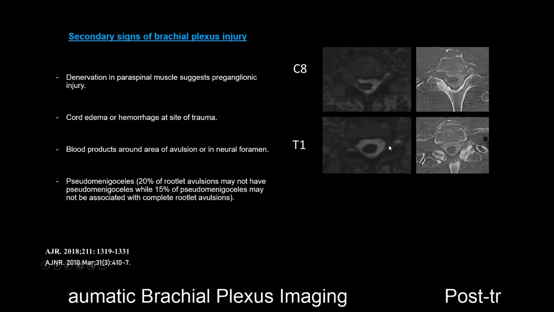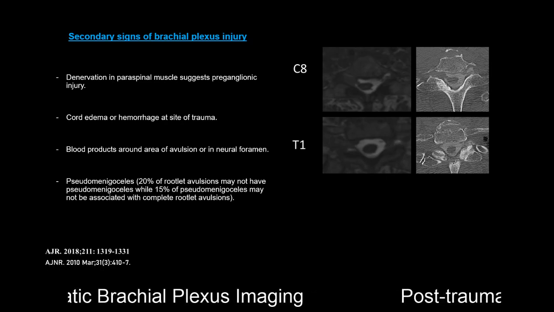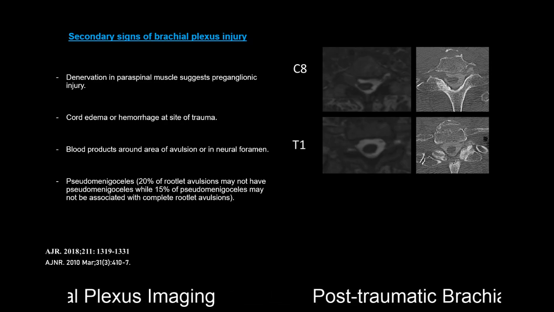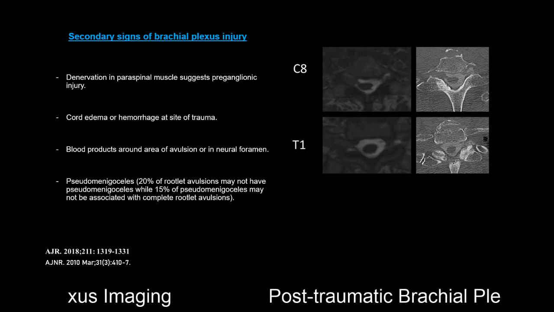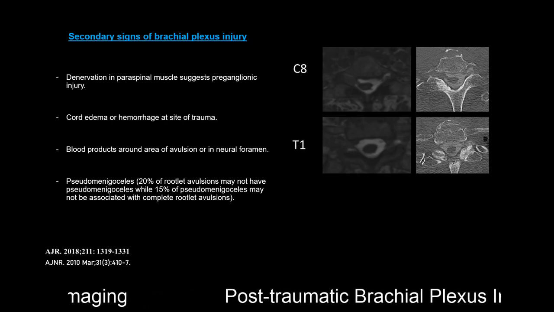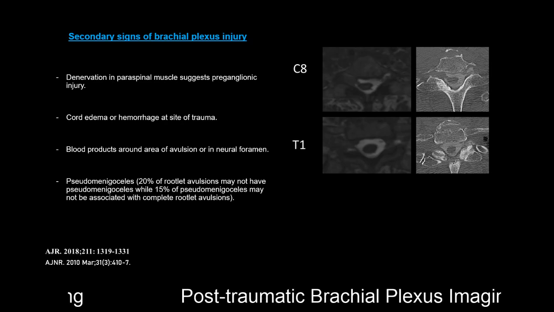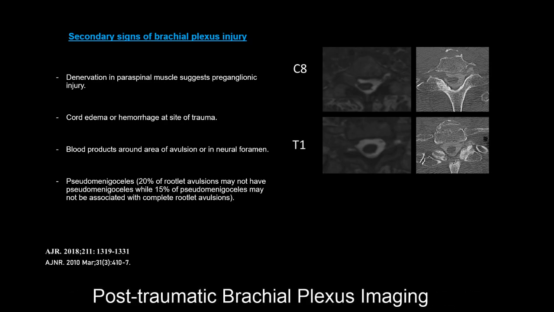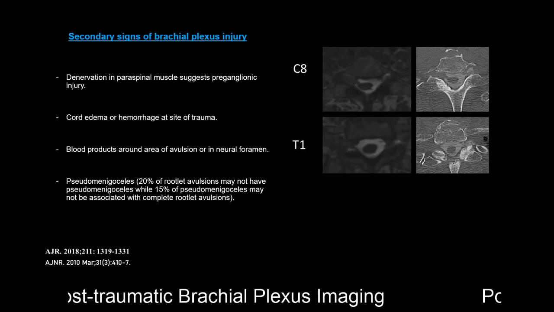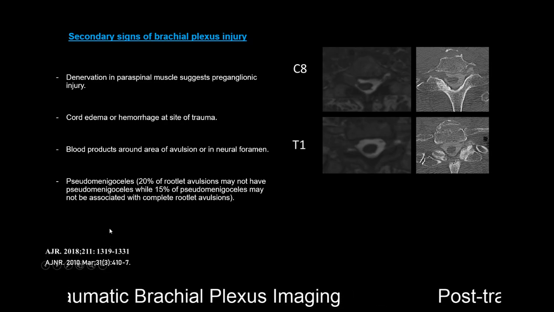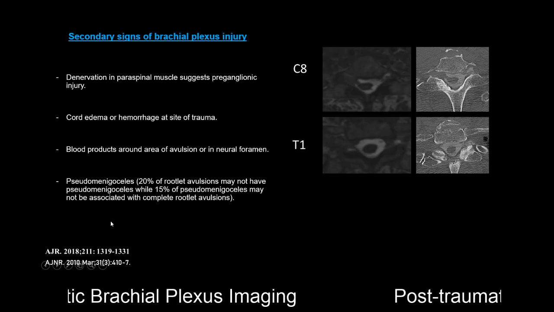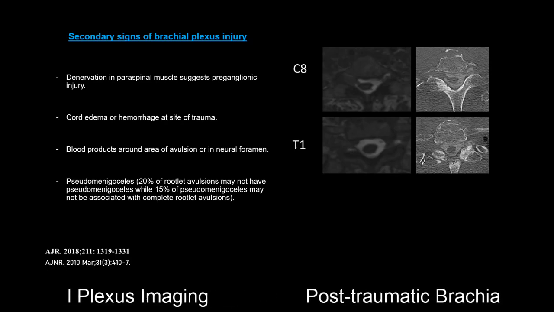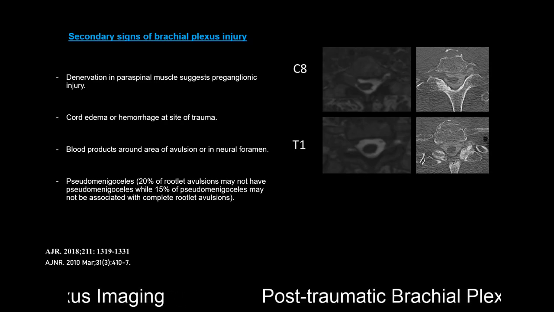And so when we did conventional myelograms, before CT, when you couldn't actually do the CT, you were looking for these pseudomeningoceles as evidence of a preganglionic rootlet injury. Several papers have described the utility of the pseudomeningocele finding, and the references are down here. But 20% of rootlet avulsions may not have them, while 15% of pseudomeningoceles may not be associated with complete rootlet avulsions.